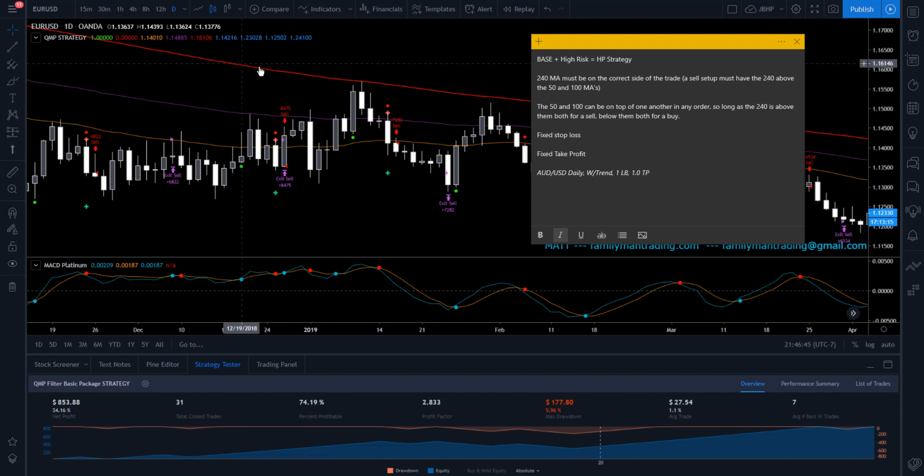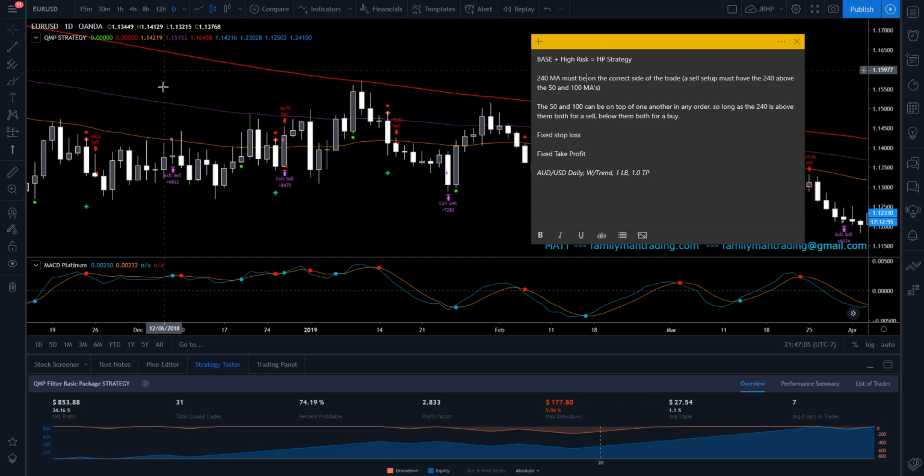So you can tell obviously the 240 is above these two, meaning we're in a downtrend. If you were to change the system to say base plus high risk, that just means that you're allowing the strategy system to trade if the 50 line happens to come up and cross over the 100 line. And then it would still make this sell trade.